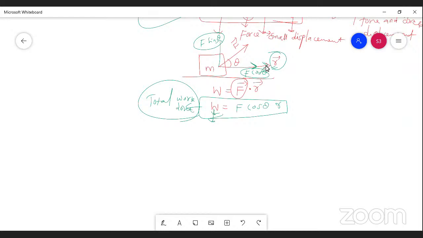Hello? Yes, sir. So there is a change. How do you differentiate these two equations? How do you distinguish these two equations?